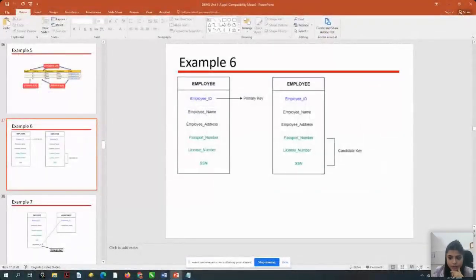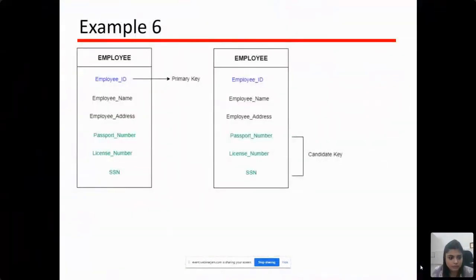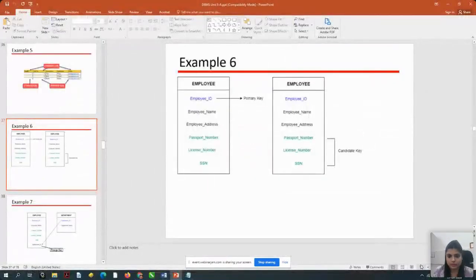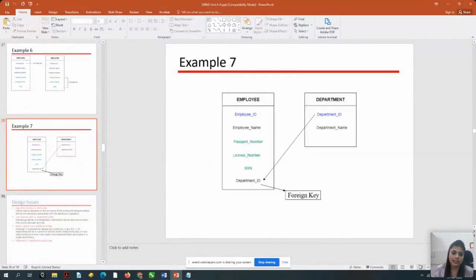So the employee ID is the primary key, and the candidate keys, although we have the employee ID, can also represent the candidate key. Passport number can also be unique, license number, SSN number. So all these are unique. Out of these, I have selected employee ID as the primary key. So all the rest will become the alternate keys.